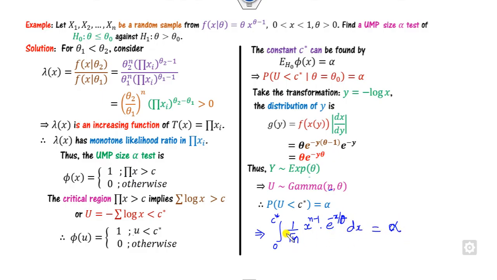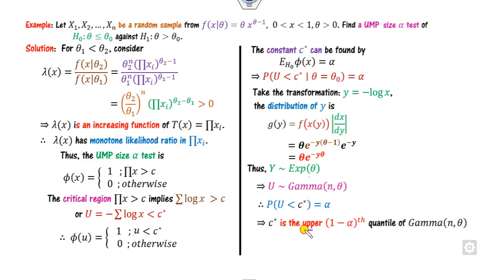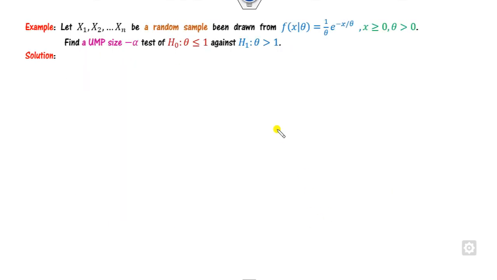Now how can you integrate them? That is not possible because of the incomplete gamma integral. So the other way to see this is that it is nothing but the upper quantile of this gamma. So you can take this upper quantile from the gamma distribution table and substitute this value here. You will get the UMP test. Look at another one.